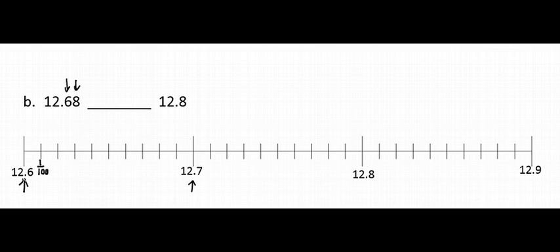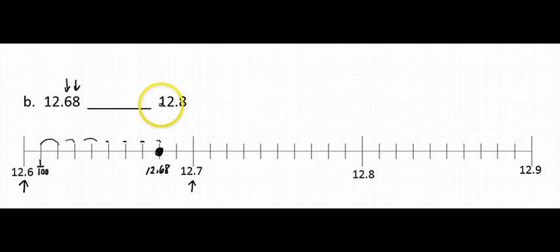Well, here's 12 and 6 tenths. I need to hop 8 hundredths past it. So 1/100th, 2 hundredths, 3 hundredths, 4 hundredths, 5 hundredths, 6 hundredths, 7 hundredths, 8 hundredths. This point is 12 and 68 hundredths. Or another way to look at it, 12 and 6 tenths and 8 hundredths.